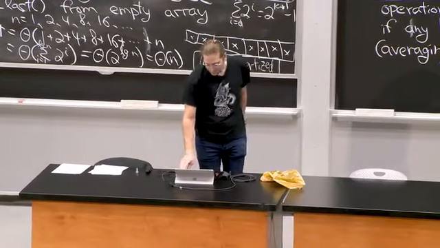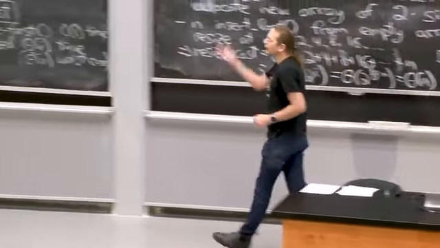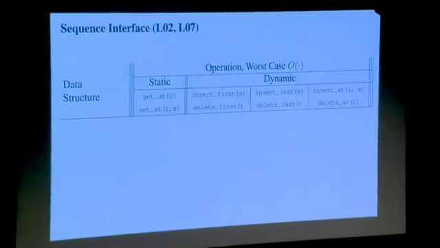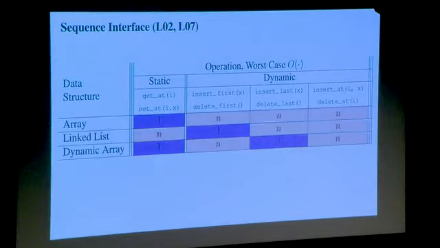Let me put this into a table. And you'll find these in the lecture notes also. So we have on the top the main operations of the sequence interface, which we will revisit in lecture 7. We'll see some other data structures for this. Get at and set at in the first column, insert and delete first, insert and delete last, insert and delete at an arbitrary position. So we've seen 3 data structures now.